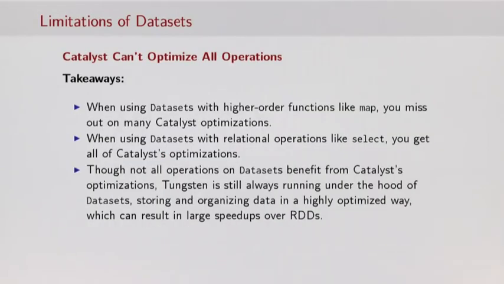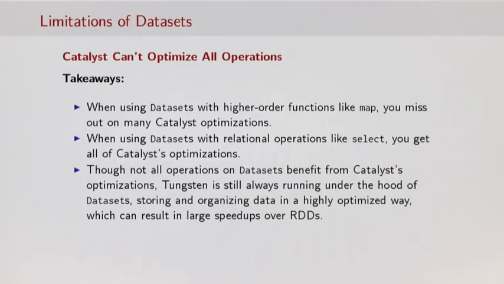And of course, you don't miss out on every possible optimization. You just miss out on some important ones. So the key takeaway here is that when you use datasets with higher-order functions like map, you end up missing out on many optimizations that Catalyst does for data frames. So that's something to keep in mind. This is why sometimes datasets are slower than data frames. However, that doesn't mean that every operation on a dataset doesn't get these wonderful optimizations from Catalyst. If you choose relational operations like select or the relational filters or any of these operations, then you get all of Catalyst's optimizations on datasets. So it really depends on the operations that you're doing on datasets, whether or not you get the full suite of optimizations that are available.